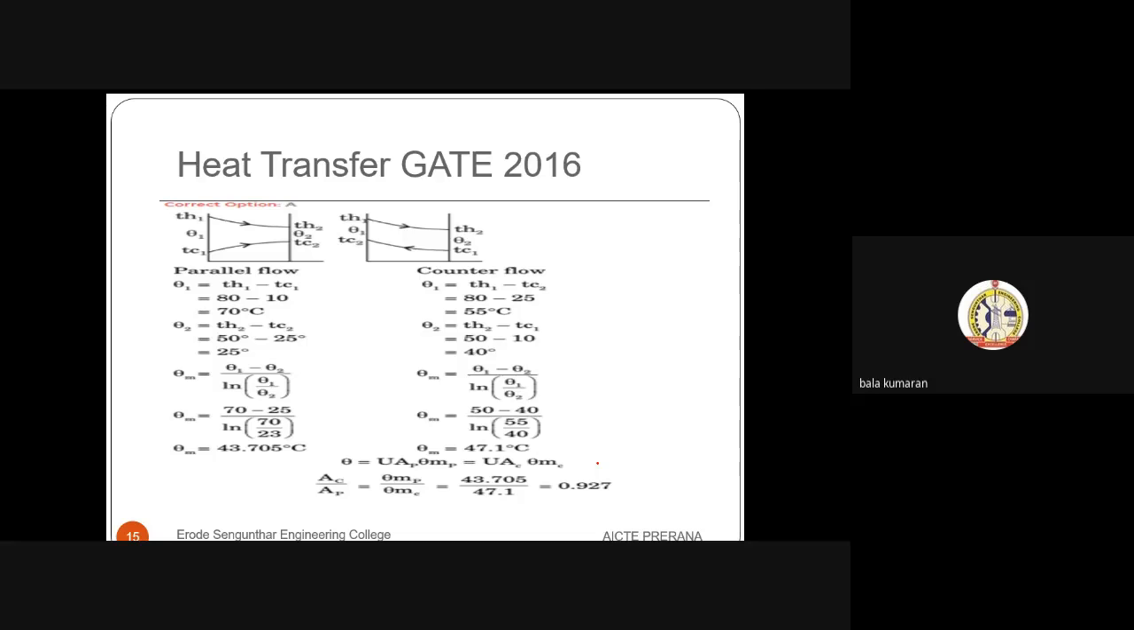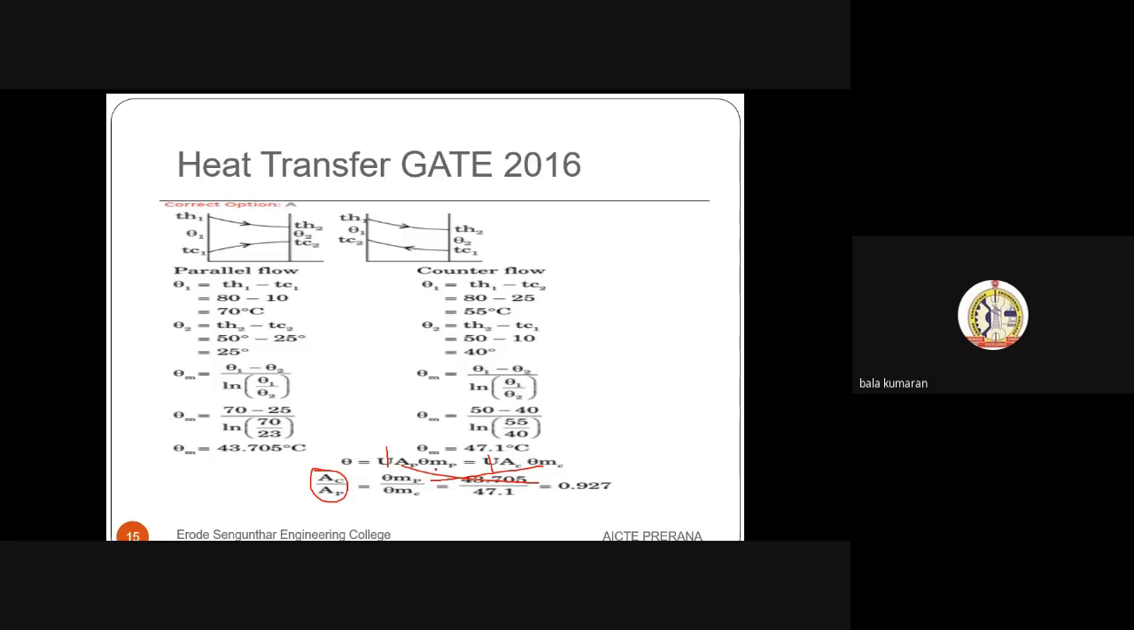Yeah, the answer is like this. They have asked you to find AC by AP. They said that this U and this U are common. We can go from back. This U and this U are common, so to find AC by AP, we cross multiply, right? So AP by MP by MC will be the answer. We need to find out the answer.